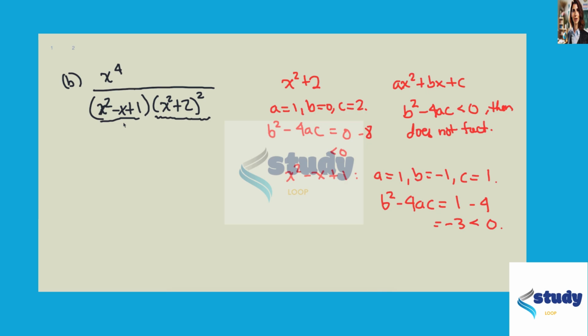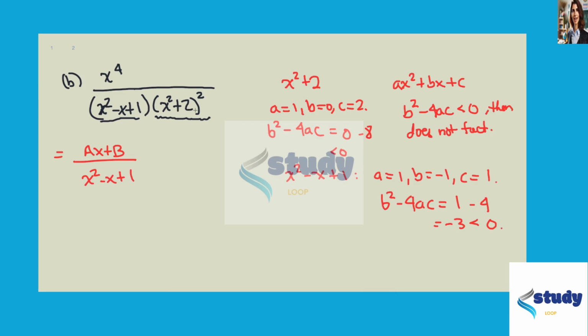So this will be what the book calls case 3. We have distinct quadratic factors that are irreducible, that cannot be factored into smaller parts. So this we can write as Ax plus B over x squared minus x plus 1. So that's for case 3.